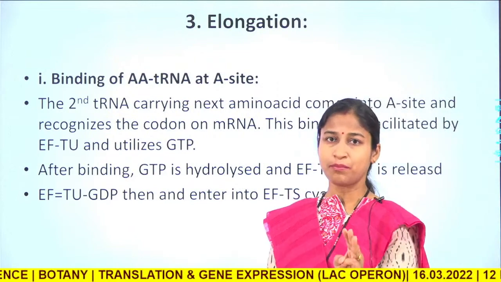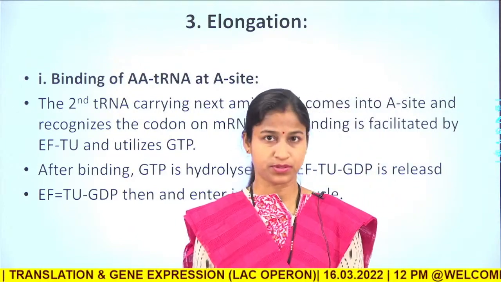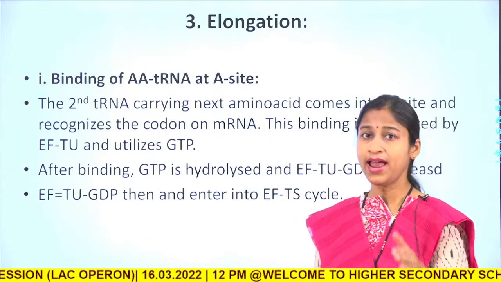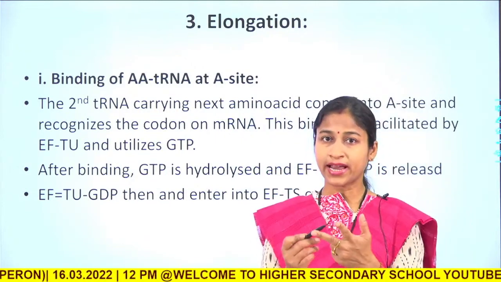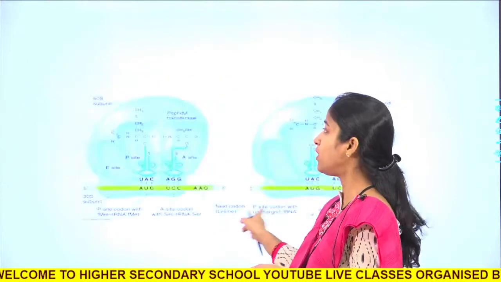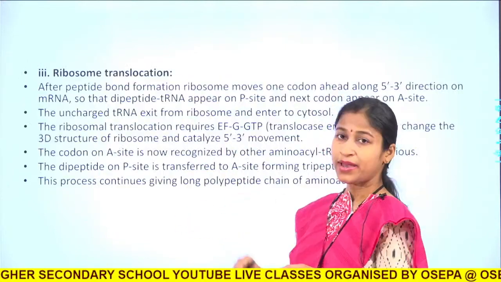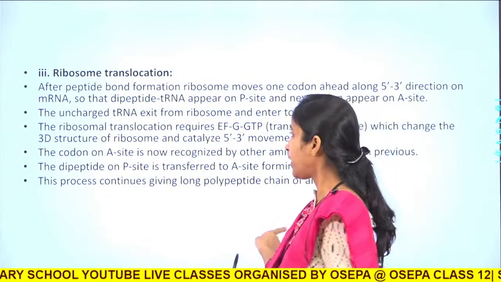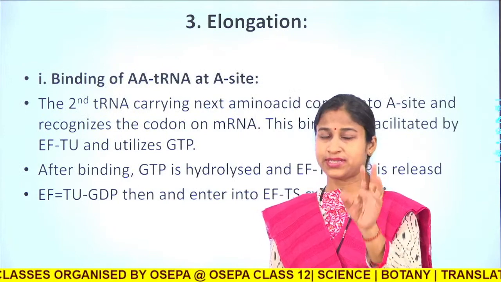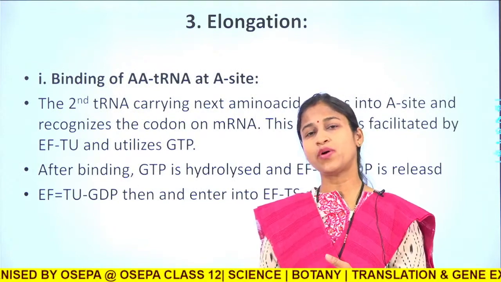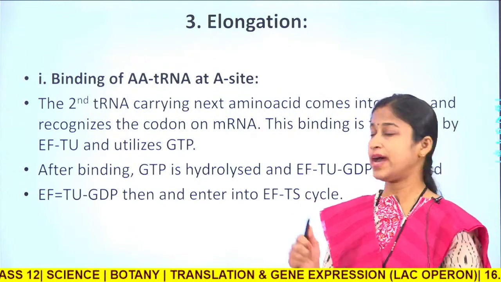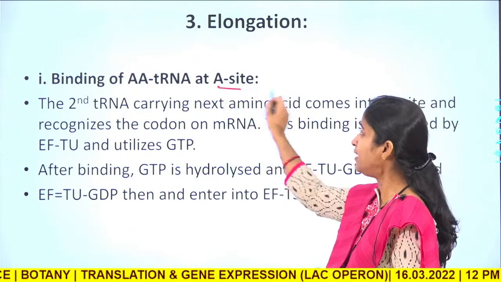Now, elongation again has 3 sub steps. Okay. First one is the binding of amino acyl tRNA at the A site, second one is the peptide bond formation, and third one is the ribosome translocation. Okay. So, we have 3 sub steps in elongation. First one is the binding of the amino acyl tRNA complex at the A site.